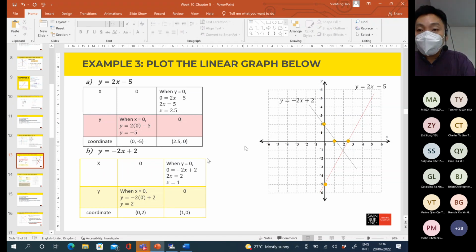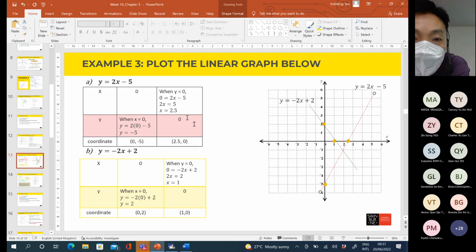Once we know these two points, now we can jot down the location of these two points. First point, (0, -5), is here. (2.5, 0): when x is 2.5, y is 0, so it should be this point, right? Now we have to use a ruler to combine these two points together using a straight line. If you feel that this line is not long enough, you can extend this line beyond the point. Then lastly, give a name for this equation, which is y equals x minus 5.